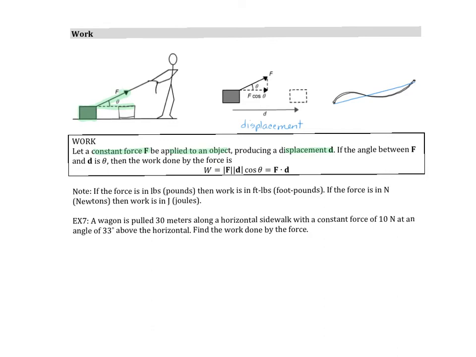So let's say that the angle between our force vector and the displacement is theta. Then work is simply the dot product formula that we had in the very beginning. So work is going to be the magnitude of force and displacement multiplied times the cosine of theta. Or in other words, it's the dot product between force and displacement.